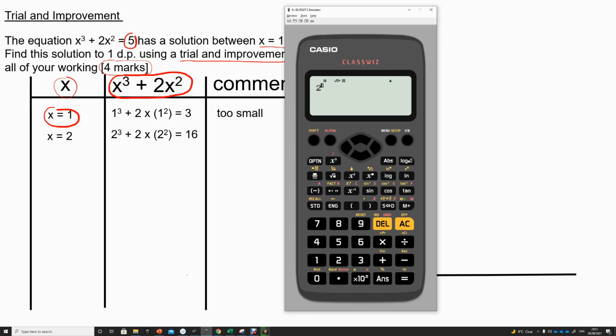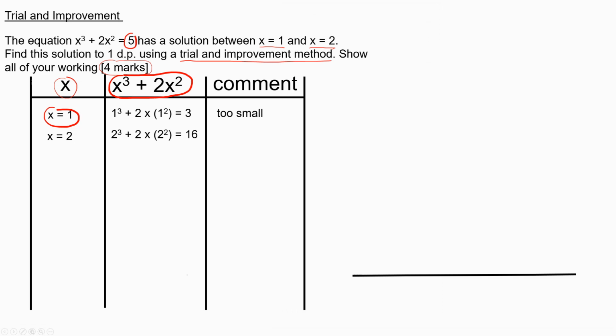2 cubed plus 2 multiplied by brackets 2 squared, and that will give you 16. Now that's too big because we want the right hand side to be 5. So the solution x equals 1 is too small and x equals 2 is too big. So that means the solution is somewhere between them, as the question says.